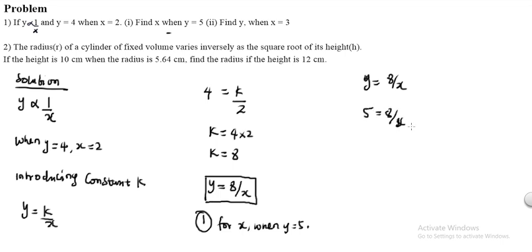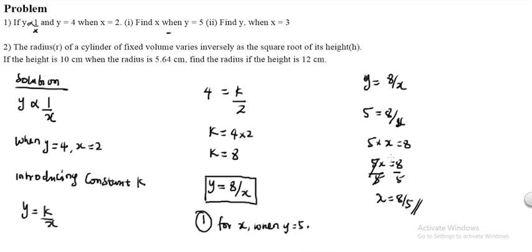If I cross multiply here, I have 5 times x is equal to 8. 5 times x is 5x is equal to 8. Dividing both sides by 5, cancelling out, and then I have x is equal to 8 over 5. So that's the value of x when y is equal to 5.